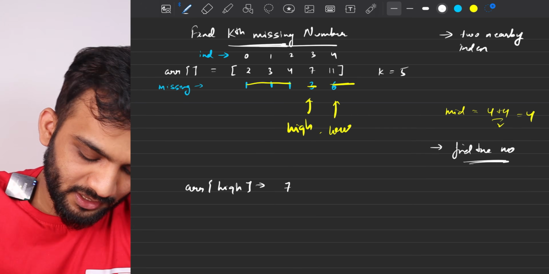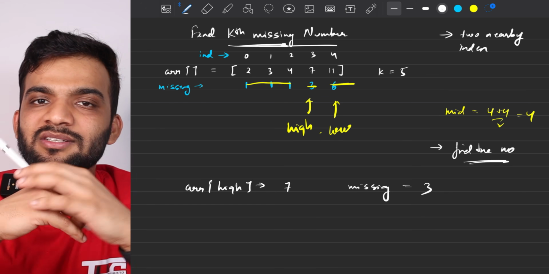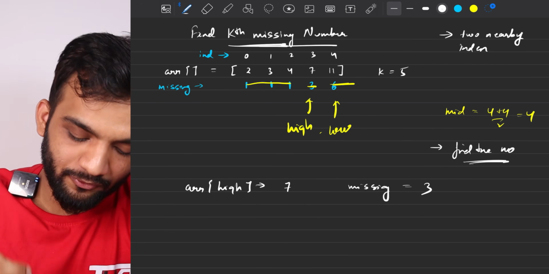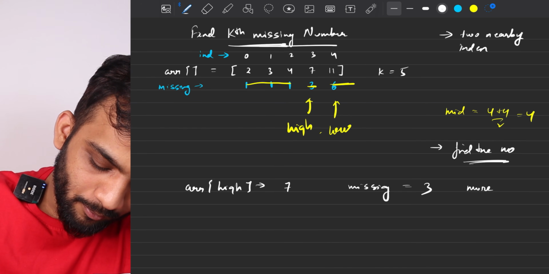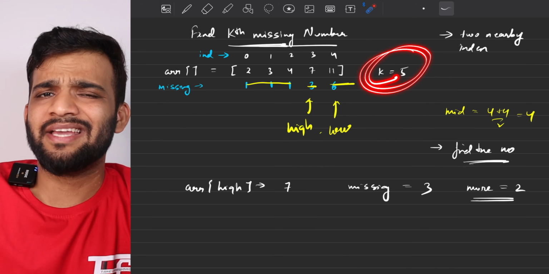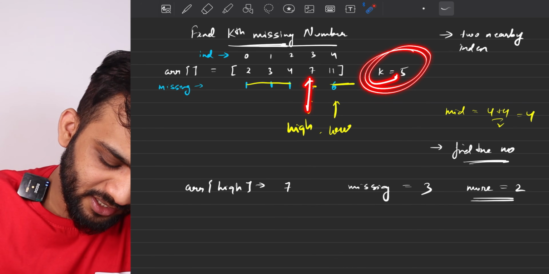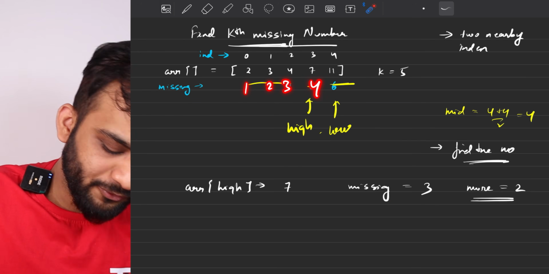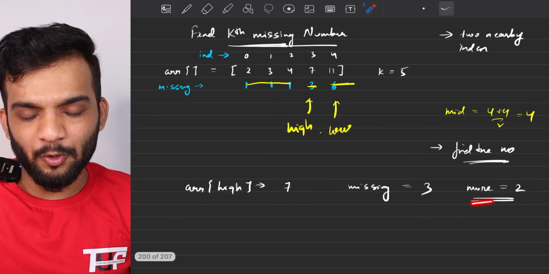How many numbers are missing? Can I say 3 numbers are missing? I can. So if 3 numbers are missing, how many else am I looking for? I need 2 more. That's very obvious because k is 5. And till here, the missing are 3, because ideally, if I write down, there should have been 4. So the missing are 3. How much more do I need?